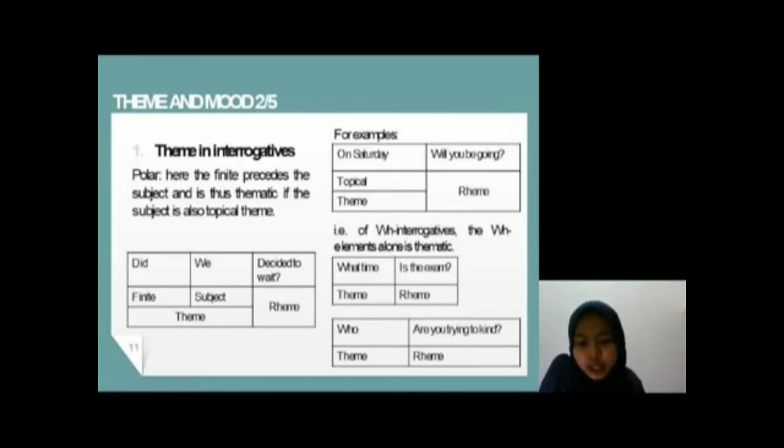Finite and subject are included in the theme. For example, on Saturday, will you be going? On Saturday as topical theme, and will you be going as rheme.